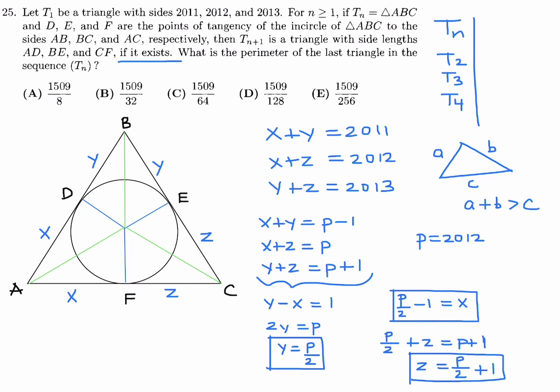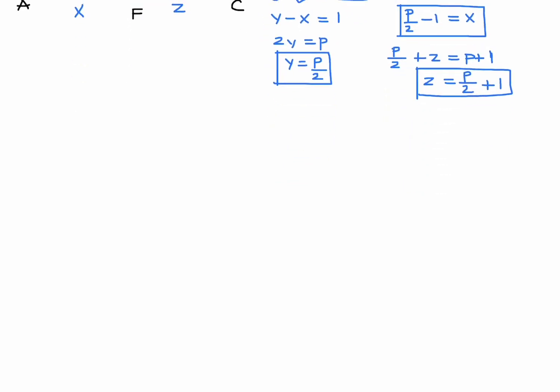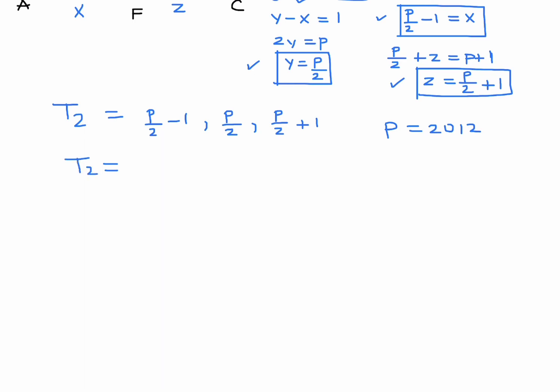And now I can start making my list of T's, using these three general formulas. For T1, I have X, Y, Z as P over 2 minus 1, P over 2, and P over 2 plus 1. And remember, P we had made the substitution as being equal to 2012. When you plug that in, you get values as follows. This is T2, and that will give you values of 1005, 1006, and 1007.